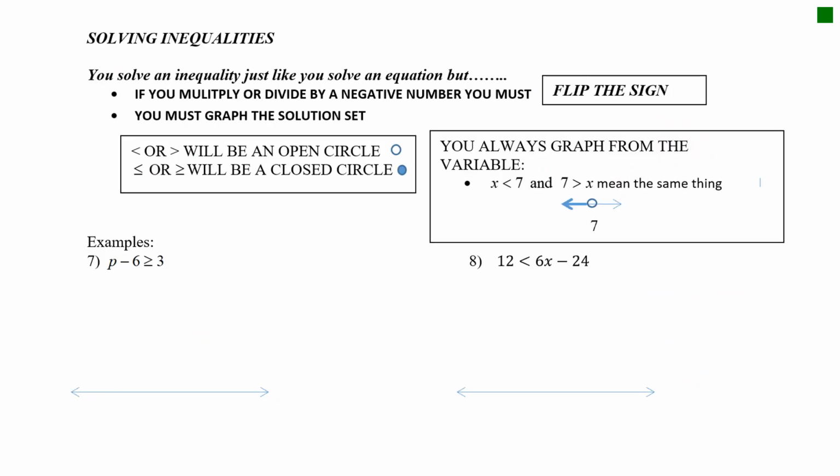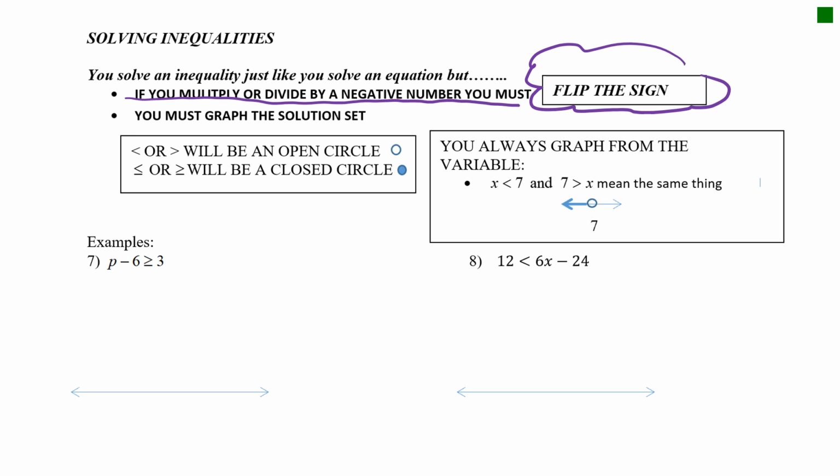All right, now we're going to solve inequalities. These are done the exact same way, except you have to flip the sign if you multiply or divide by a negative number. Okay, and you have to graph the solution set because there is no one certain answer. So this is the same rules. Open circle if it's less than or greater than, closed circle if it's less than or equal to, greater than or equal to, and you always graph from the variable.